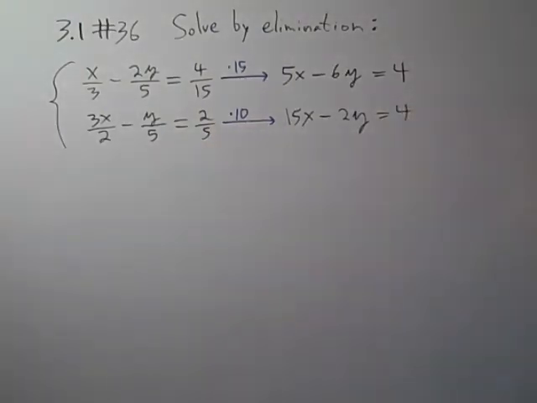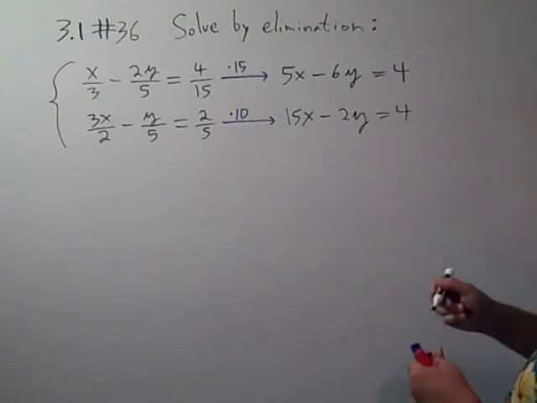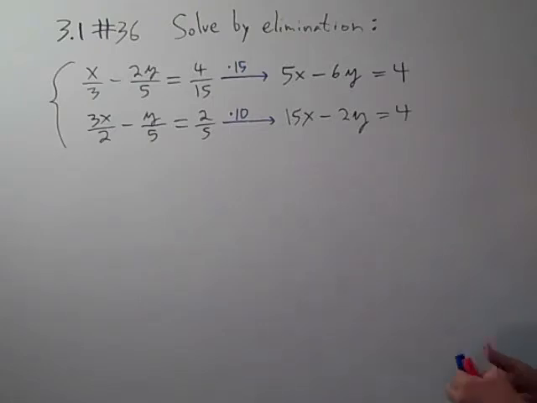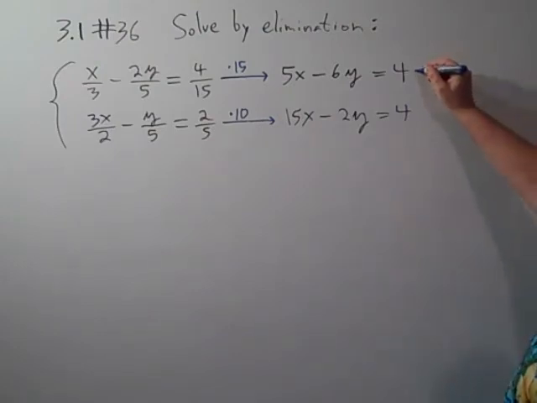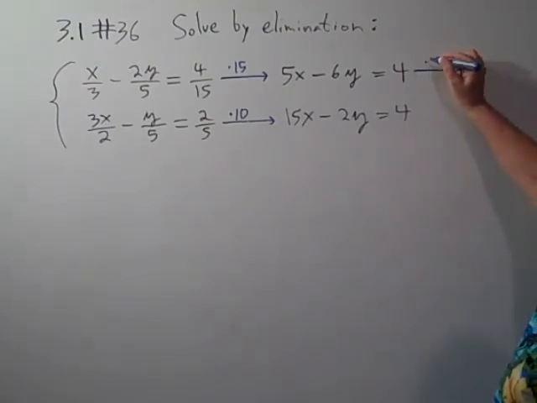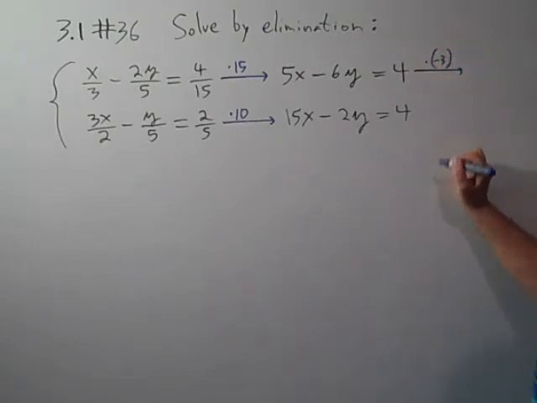So now we can see that there are no fractions. We've just got rid of all those. Now let's think about how to most easily eliminate one of these variables. If I multiply the top equation times negative 3, that's one way to accomplish this. So let's do that. The top equation times negative 3. And we'll leave the second equation by itself.